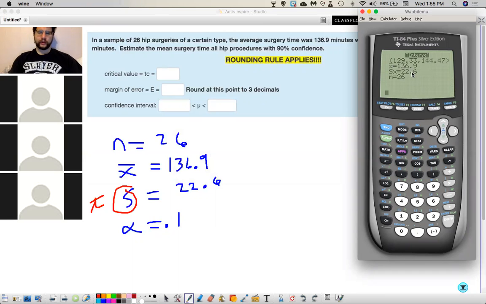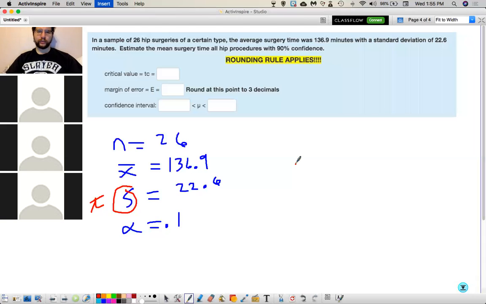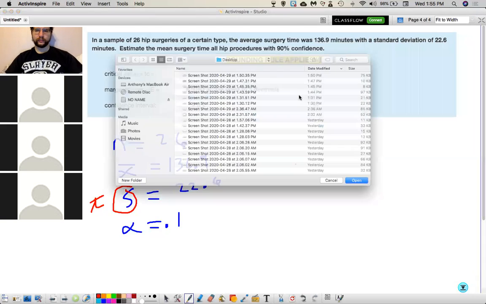So here's my interval. We're going to round these to the same decimal place as X bar.